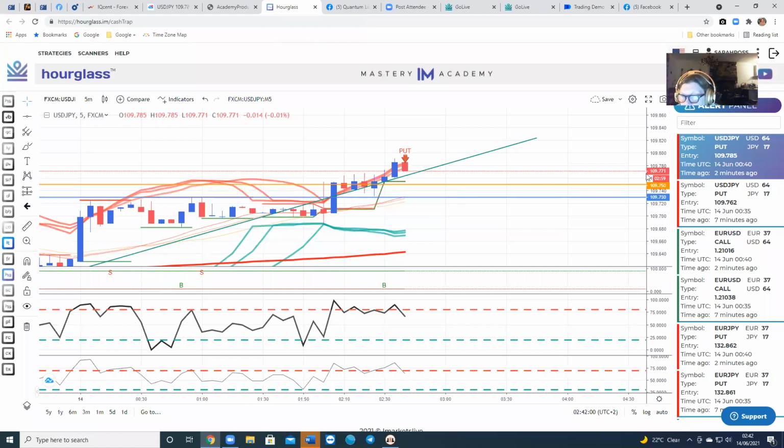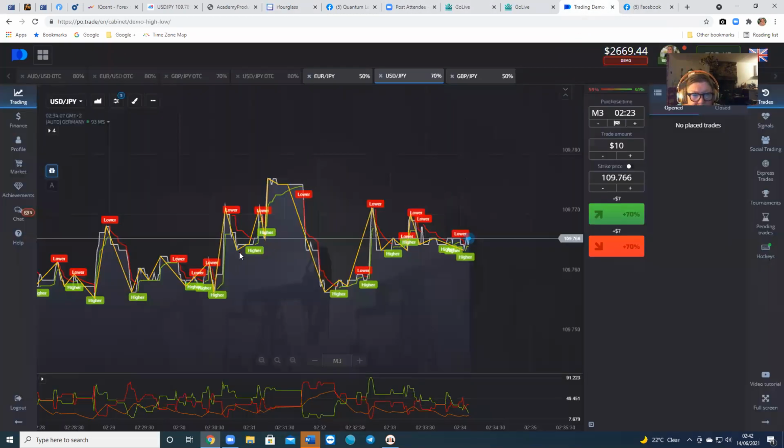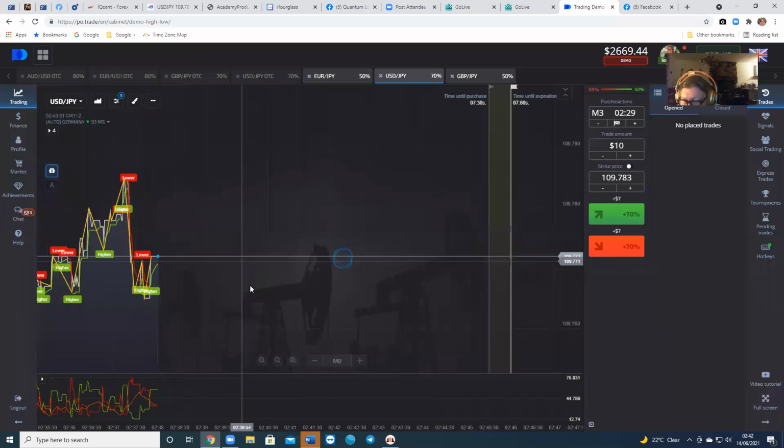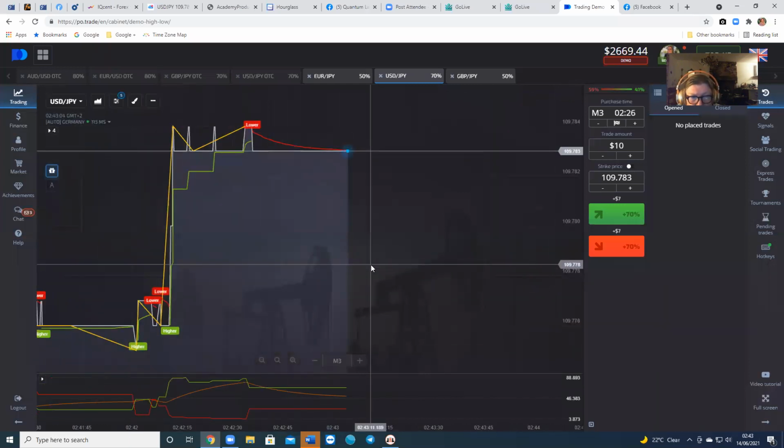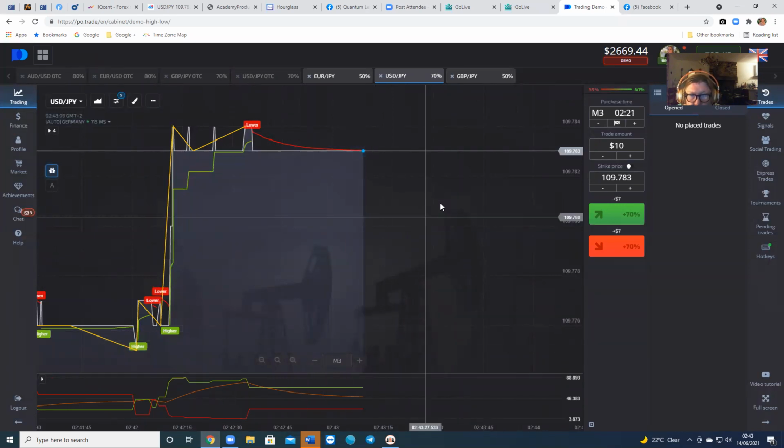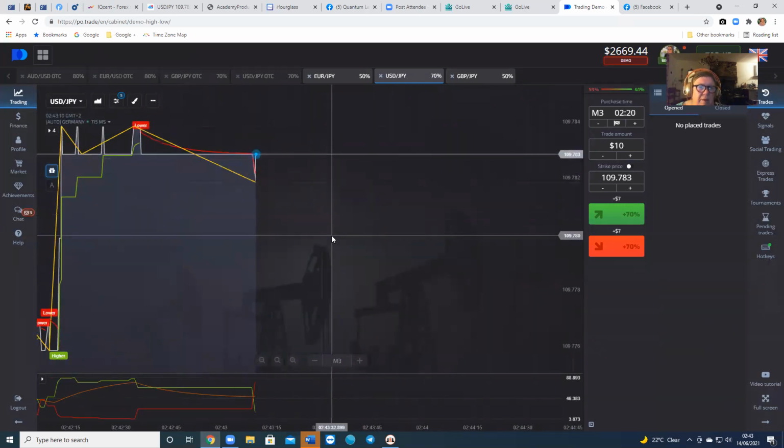Hourglass, still got 2 minutes to go. It's at 778. And on this one, let's come over, 778, 783 on this broker. Flatlining quite a lot there.